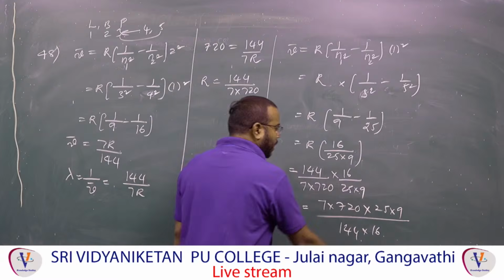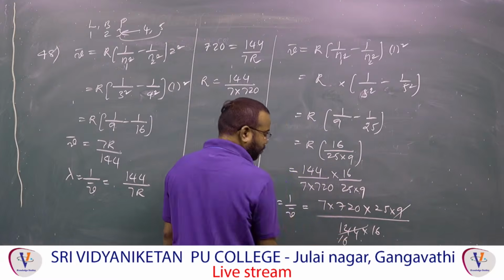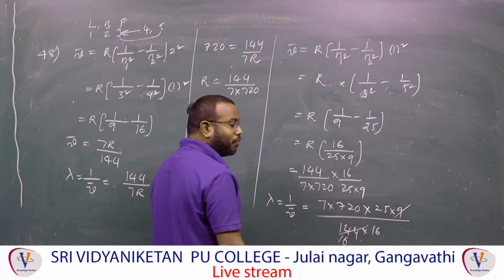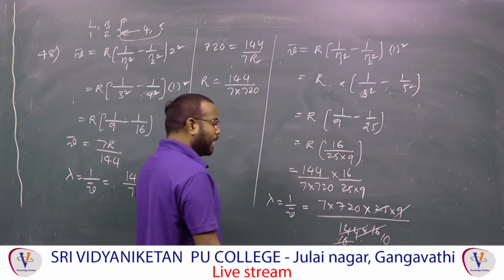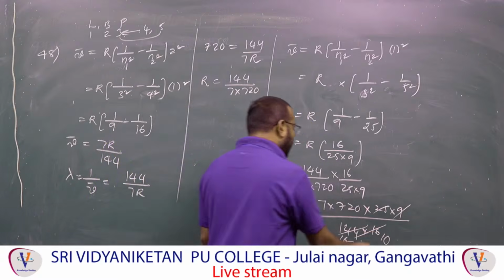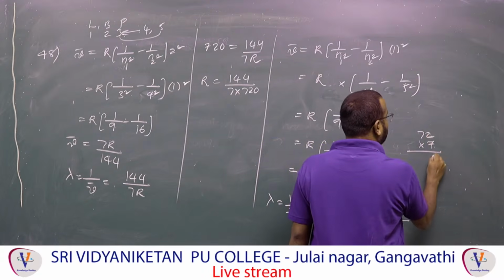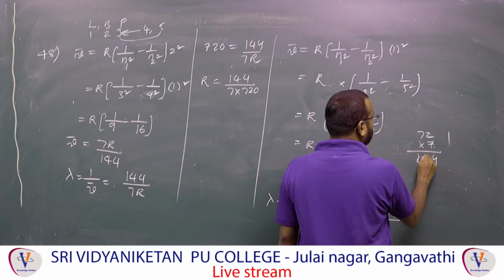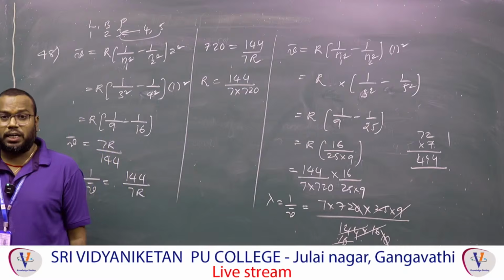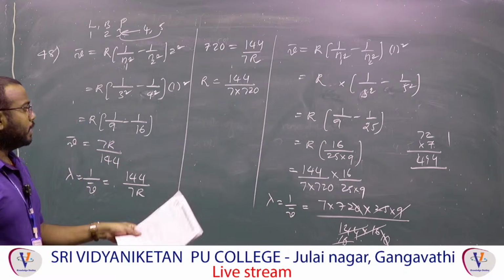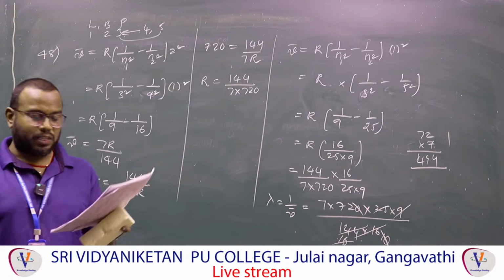9 in 144 goes 16 times. So 16 16s are 256. Approximately we can count it as 10 times, then 720, 72 into 7. Approximately if I calculate, that is 494, which means it is option number 2, the correct answer. This is how we have to calculate. Let's go to the next question, 49th question.